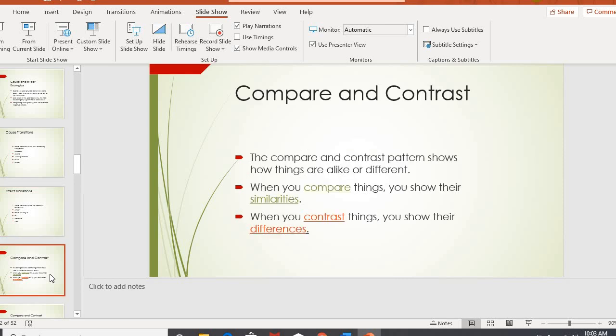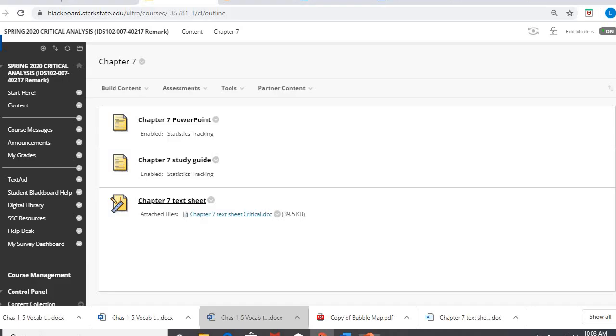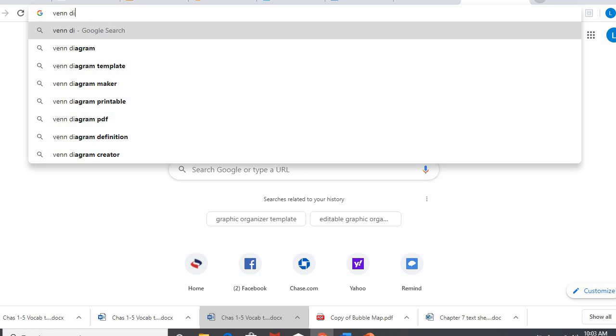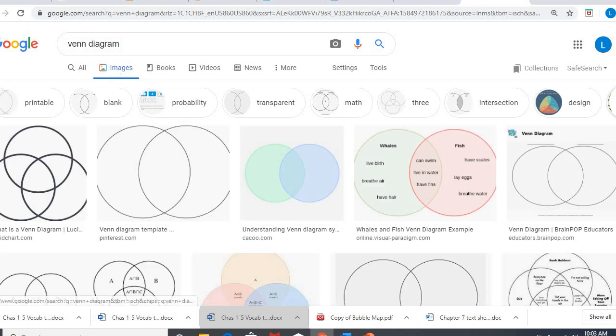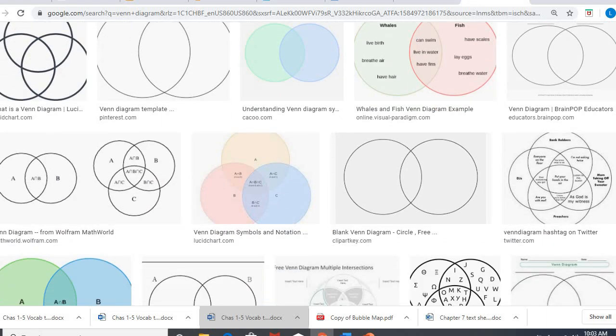All right, our next structure is compare and contrast, and that just means I'm showing how things are alike or different. So compare is when you show how things are similar. Contrast is when you show how things are different. And I'm just going to pull up the example of a Venn diagram. So here's a whole bunch of them. You may have done something like this before.